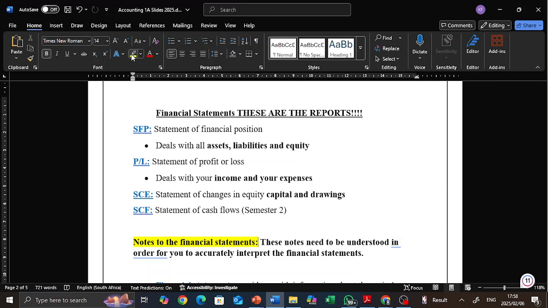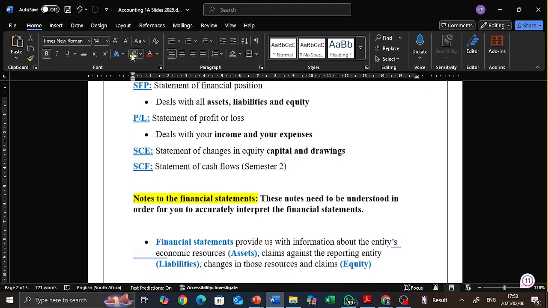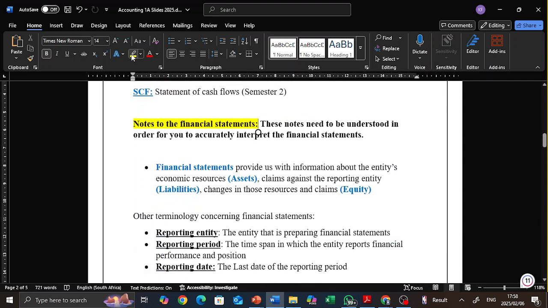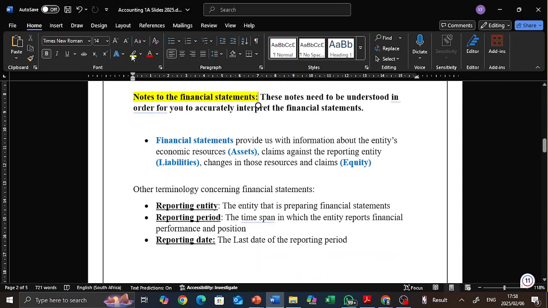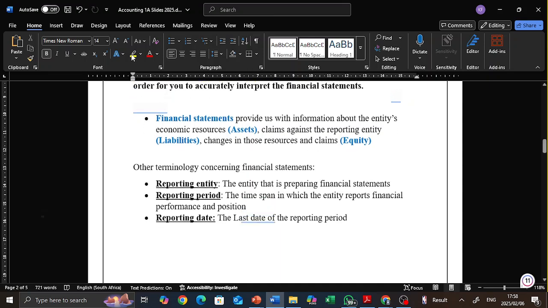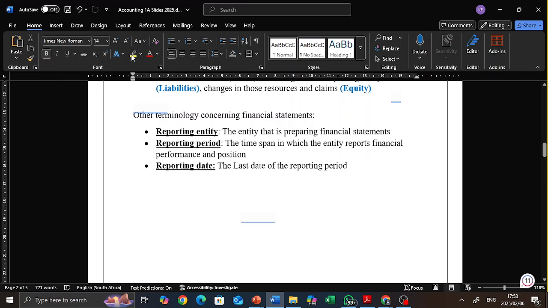Okay, that's why they are called notes to the financial statements. Lovely. Financial statements provide us with information about the entity's assets, liabilities, equity, profit, loss, drawings, capital. That's what financial statements do for us. Okay, are we all good?